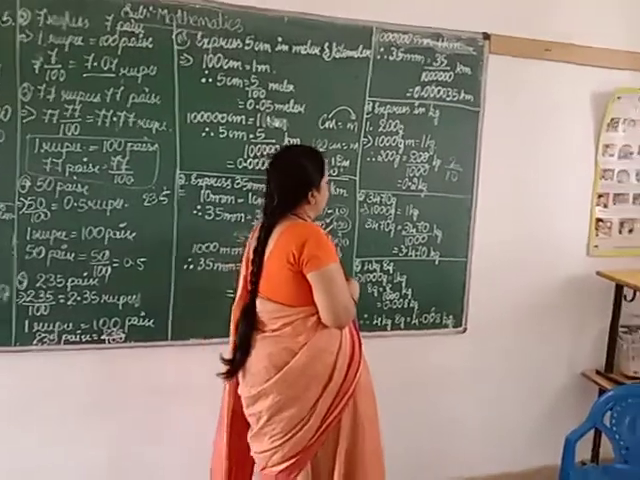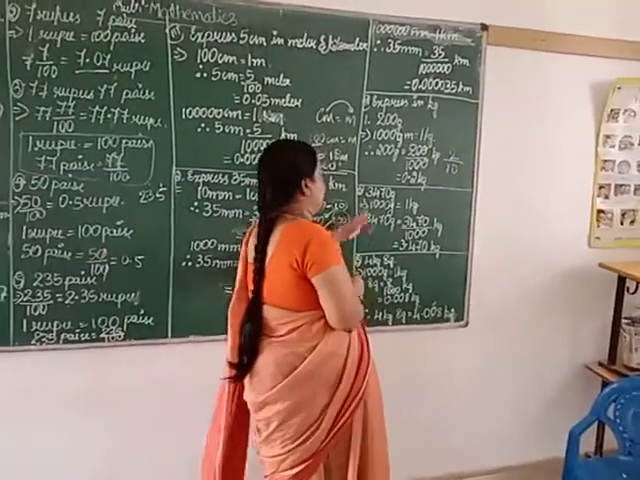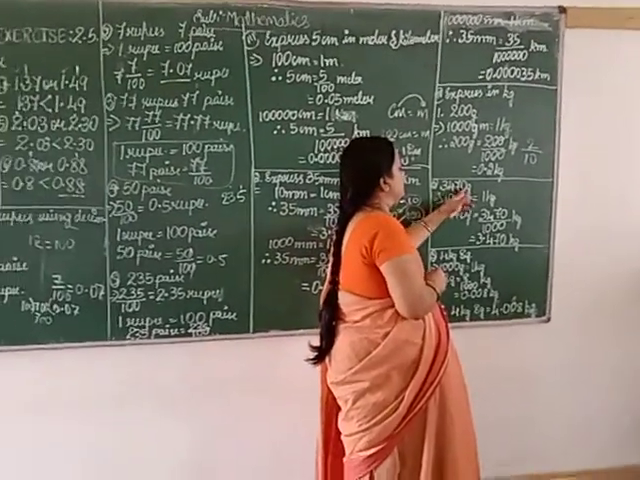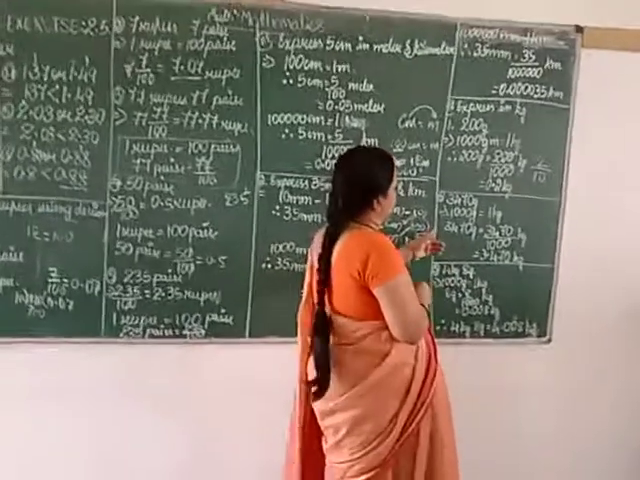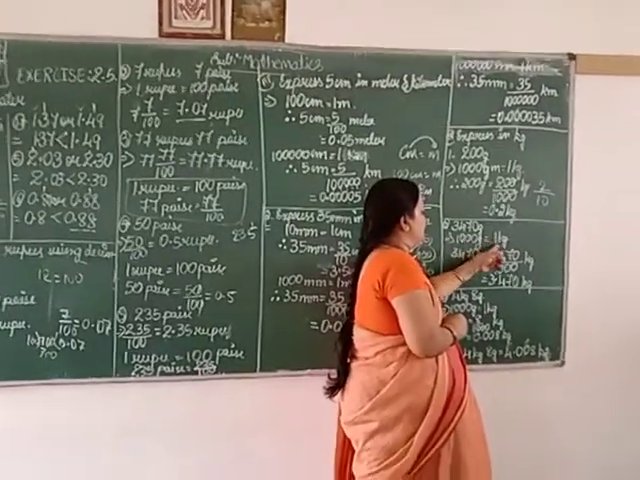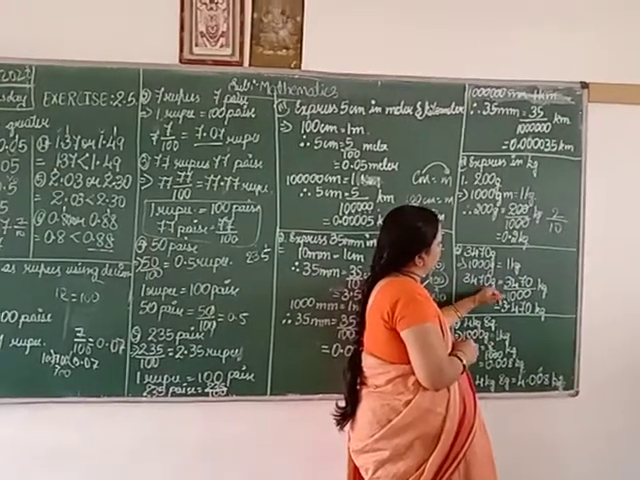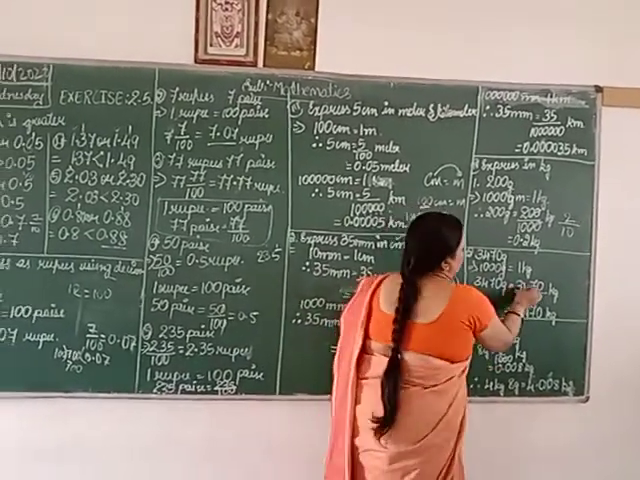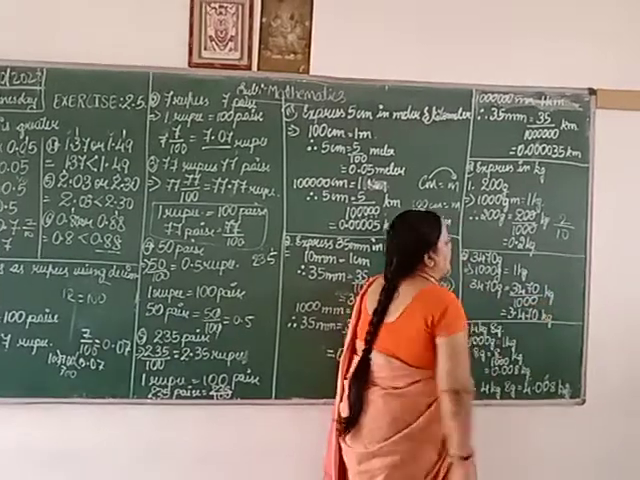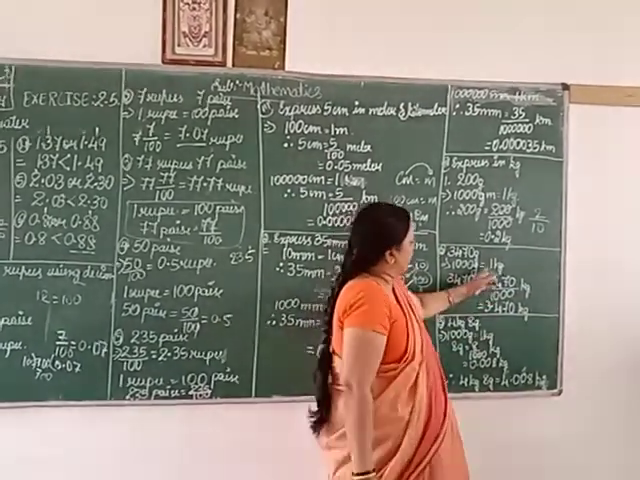Then we'll go to the next sum, that is 3470 grams. Here also same thing, 1000 grams is equal to 1 kg. Therefore 3470 grams is 3470 divided by 1000.